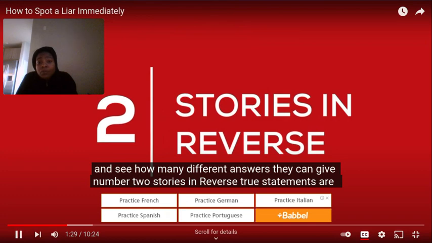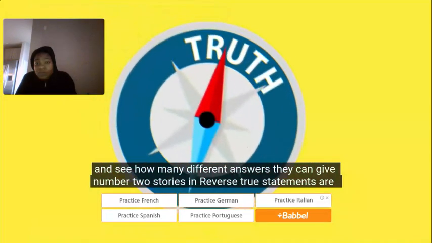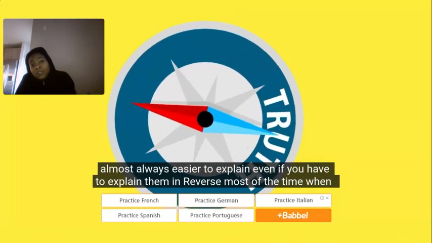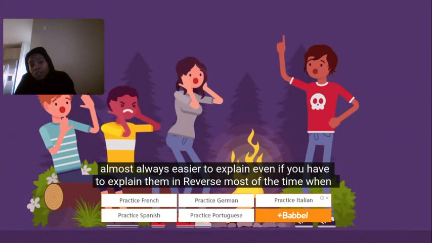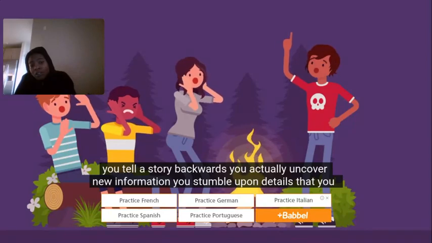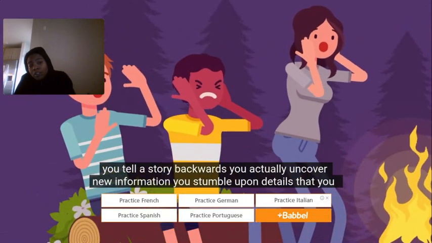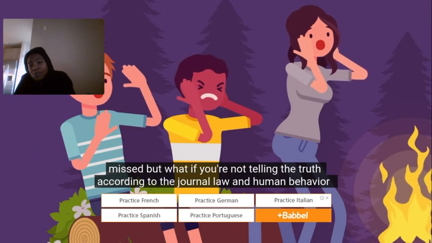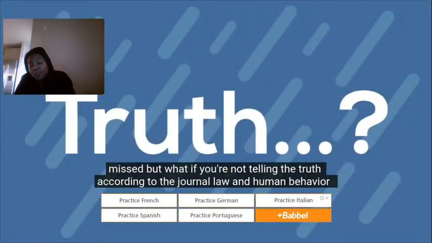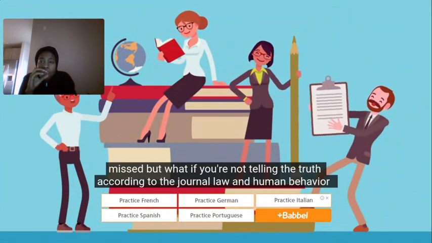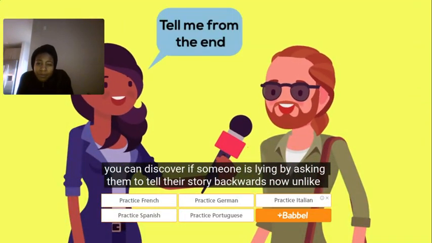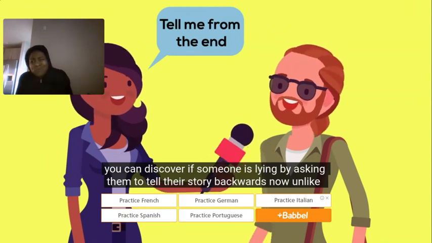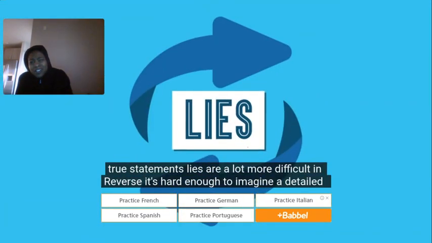Number two, stories in reverse. True statements are almost always easier to explain, even if you have to explain them in reverse. Most of the time, when you tell a story backwards, you actually uncover new information. You stumble upon details that you missed. But what if you're not telling the truth? According to the journal Law and Human Behavior, you can discover if someone is lying by asking them to tell their story backwards. Now, unlike true statements, lies are a lot more difficult in reverse.